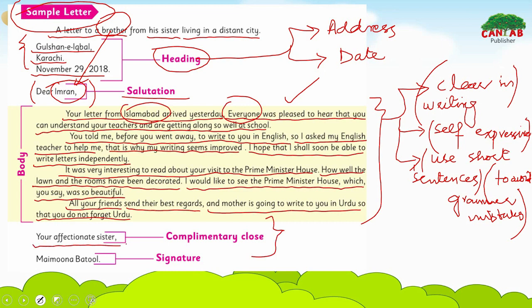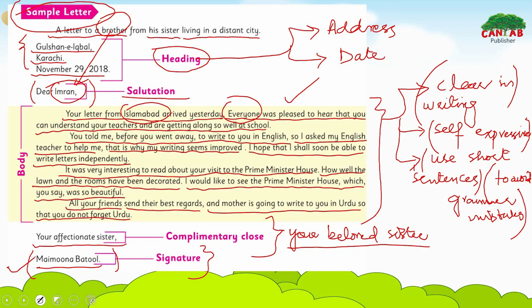Your affectionate sister. Here it could be your beloved sister or similar. And in the signature her name is present, that is Maimuna Batul.